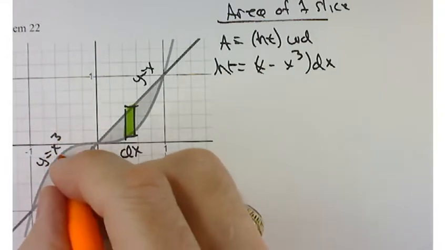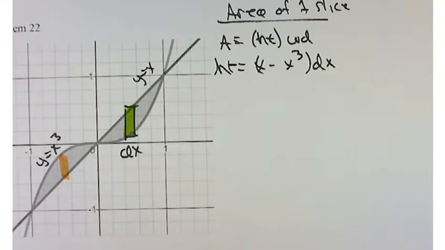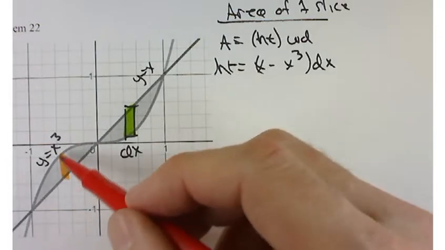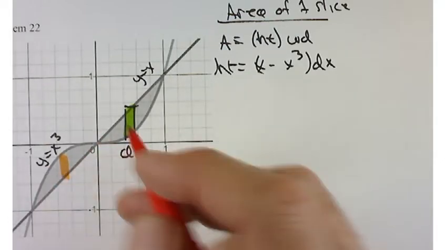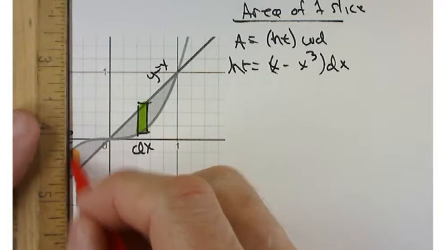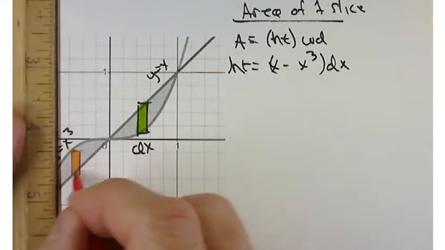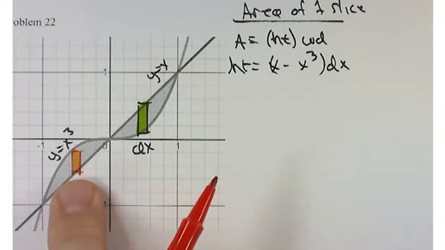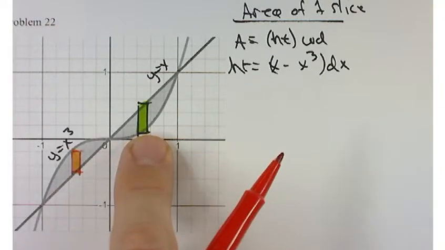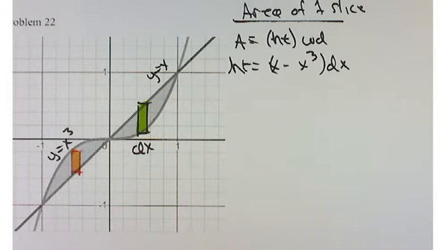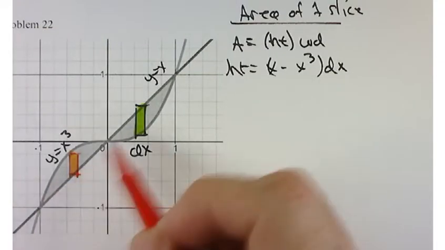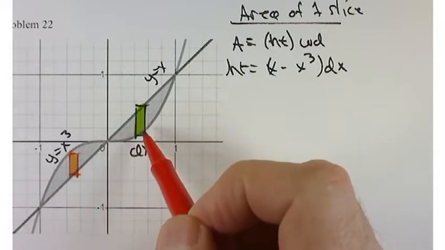What happens, what changes if I did it here? Yeah. So the problem with doing it here is that my top and bottom function have interchanged. So the area of this region would be calculated differently than the area of this one because your top and bottom functions switch. There's two things that we can do. One of them is we could calculate two integrals. We could do this one and then do this one. What do you think is another trick that we could do here?